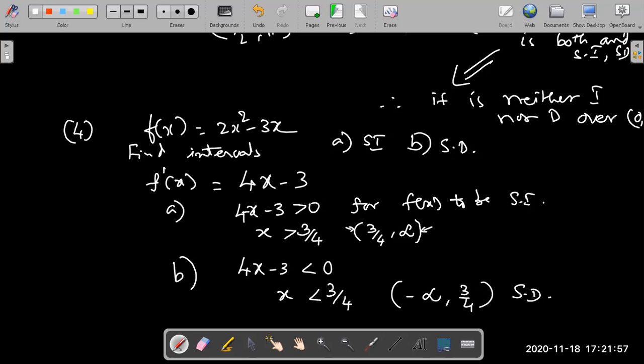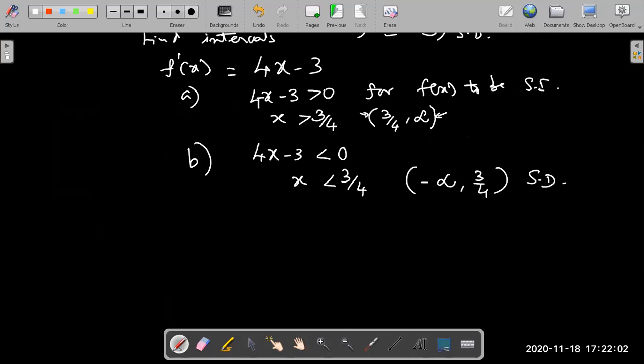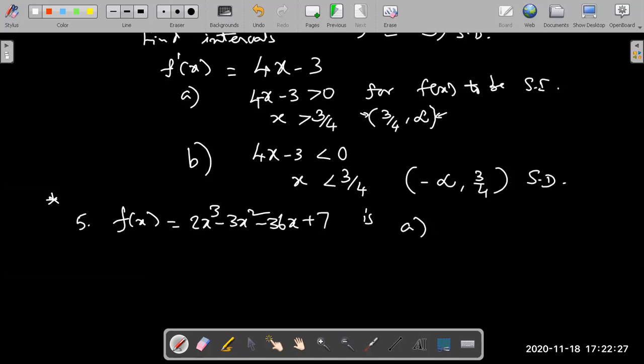A similar question is the fifth one, which was asked many times. So f of x equal to, because it's a cubic function, 2x cubed minus 3x squared minus 36x plus 7. A is strictly increasing, B strictly decreasing. He's asking to find the interval. This is the question. Find the interval.